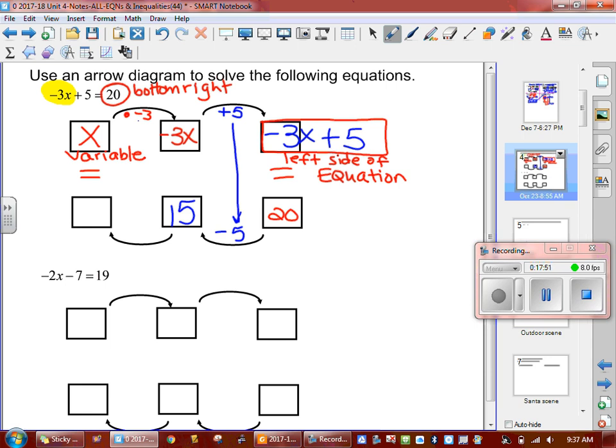Dividing by negative 3. So we're going to divide by negative 3. So now we're going to get a negative 5 for an answer. Now, our final answer can always be written right there. There's your final answer. X equals negative 5.